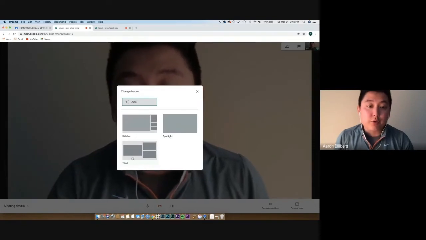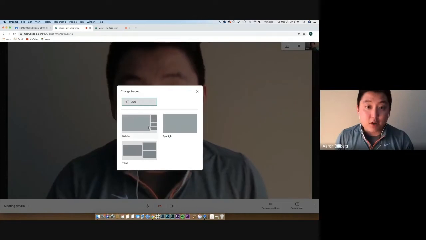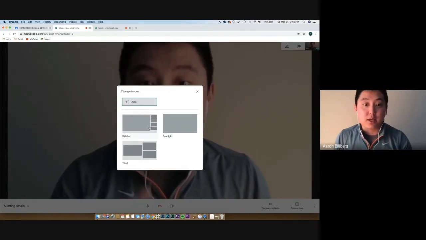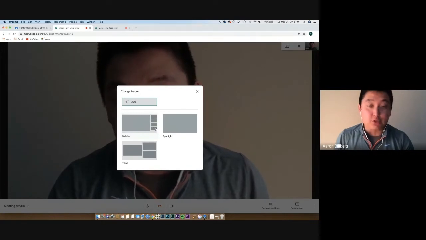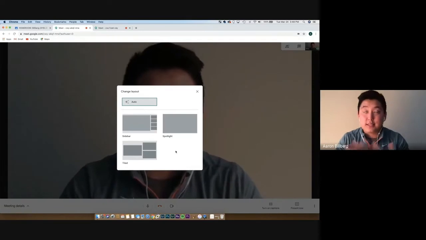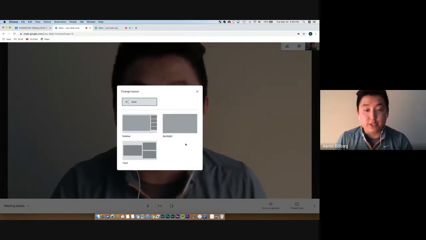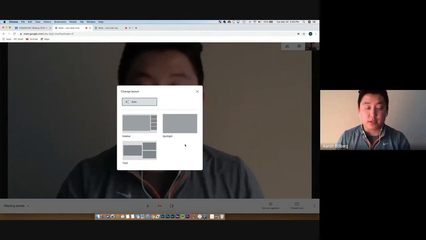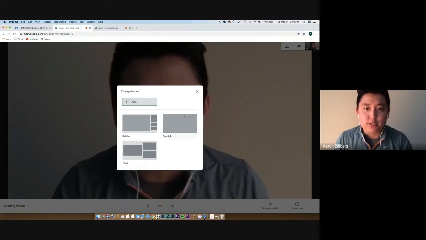Tiled is the one I would recommend. It's where you'll be able to see people's faces the most. Sidebar is one where the main person who's talking will be the big picture, and then the other people will be the little smaller pictures. You won't be able to see everyone at the same time. If you have more than, I think, 6 or 7 people, you won't be able to see everyone at the same time. Spotlight is the feature where it's just popping up the first person who's talking. So that can be very distracting. So please make sure that you pick what setting you would like.